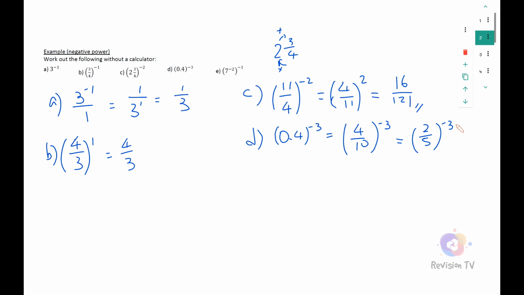Negative means flip the fraction. So 5 over 2 to the power of 3. Power of 3 means cube it. So 5 cubed is 125, 2 cubed is 8.